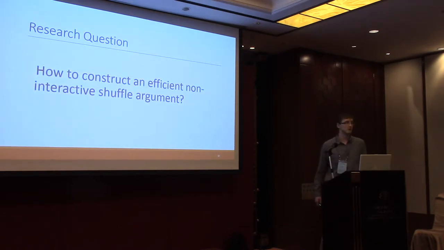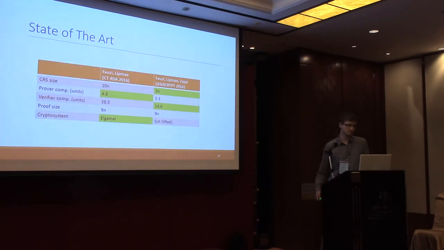Okay, and our research question here was how to construct an efficient non-interactive shuffle argument in the CRS model. So what's the state of the art at the moment? Efficiency-wise, there are two results. There's a result by Fauzi and Lipmaa from CT-RSA that achieves the fastest prover. And then there's a result from last year's Asiacrypt by Fauzi, Lipmaa, and Zając that achieves the fastest verifier. So if you had to choose efficiency-wise, you would really have to think which one you want to be faster, at least currently.